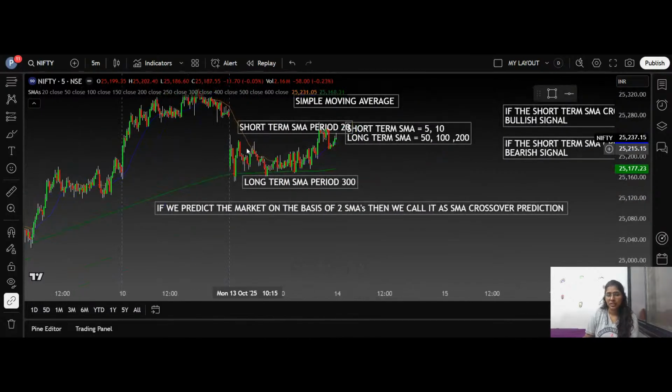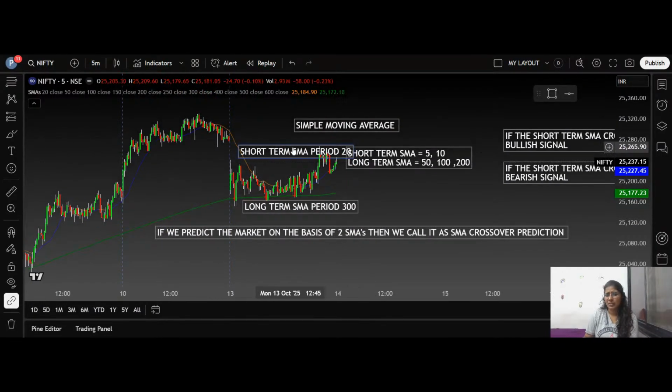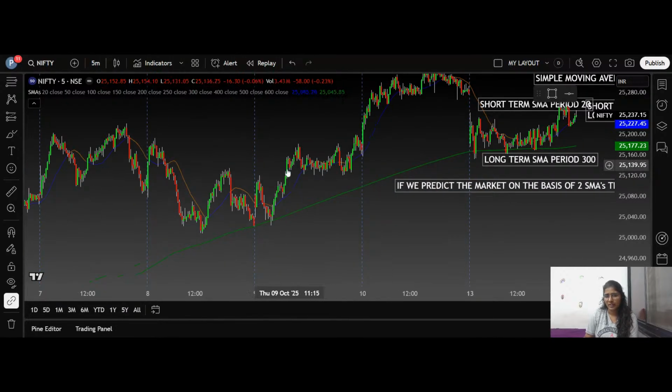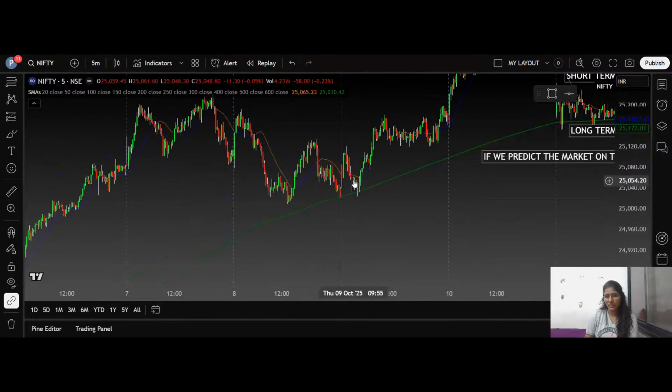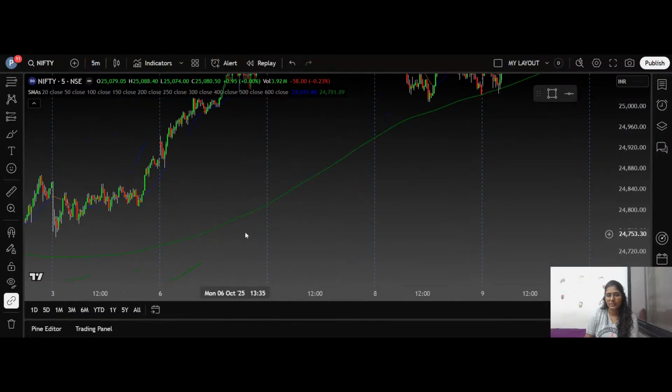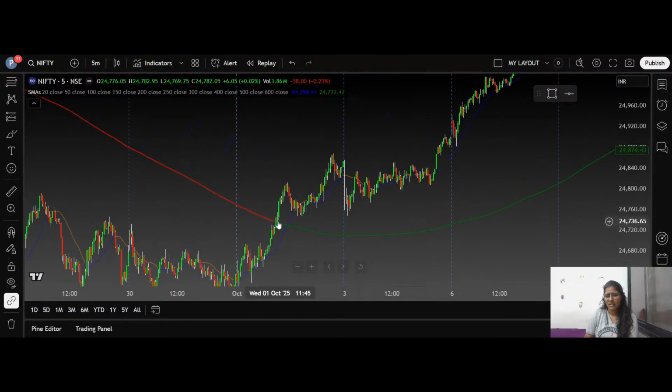See, here I have two SMAs. Upper will be a short-term SMA, lower will be a long-term SMA. Here also, here is short-term SMA, here is long-term SMA. Here is short-term SMA, here is long-term SMA. This is the short-term SMA. This green one is the long-term SMA. Here the green one transformed to red one, and here is the long-term SMA.